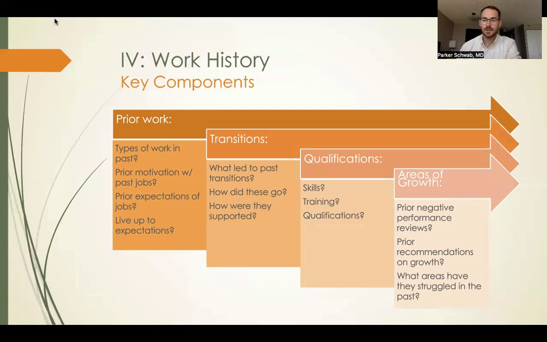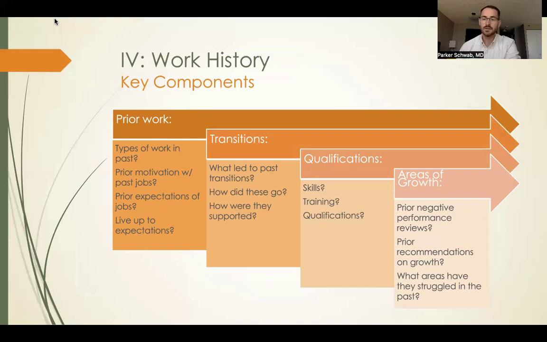And then also, you want to talk about qualifications. What types of skills and training have they had? What other qualifications or certifications do they have? And that can help you figure out what might be their areas or their opportunities in the career path going forward.